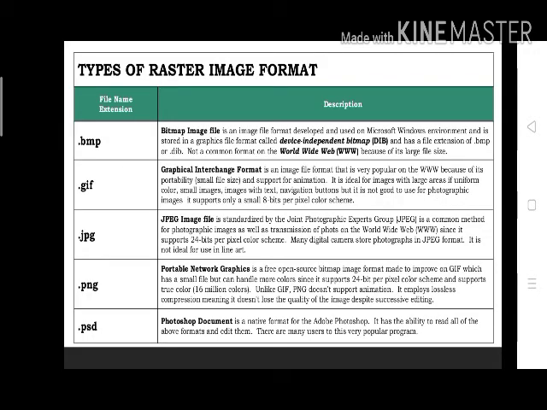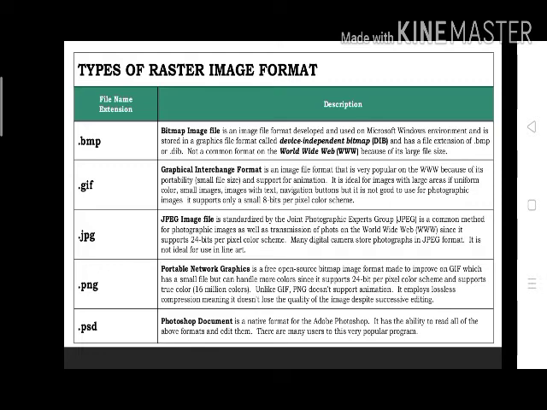So, these are the types of raster image formats. The file extension names are .bmp, .gif, .jpg, .png, and .psd. So, the descriptions. Start tayo sa .bmp or bitmap image files.